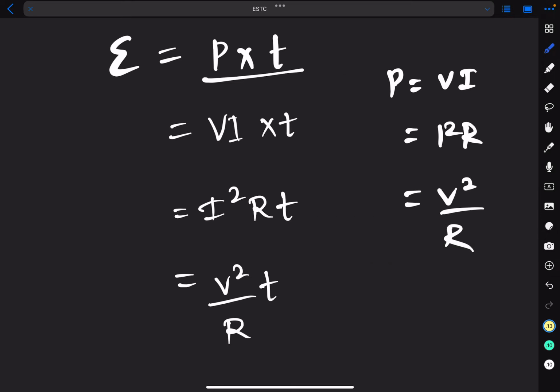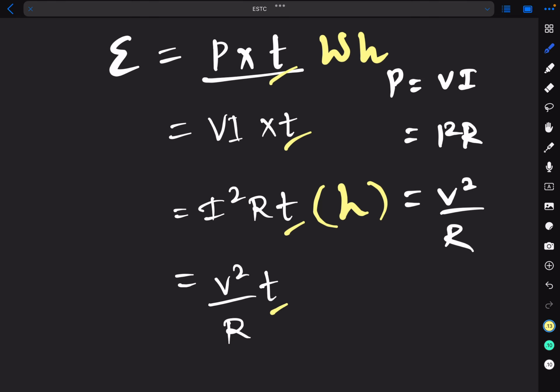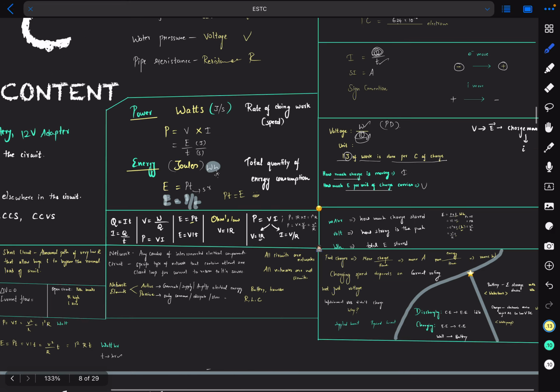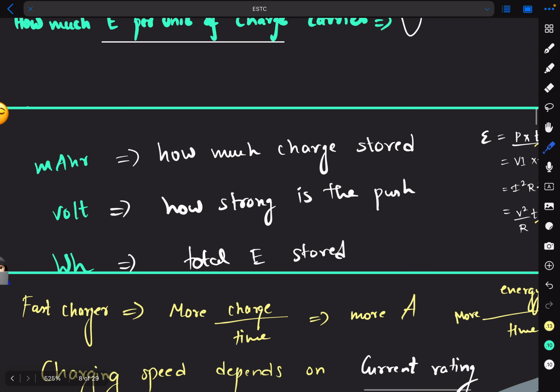Okay. And one more thing, very important, the unit is watt hour. Every time, the time here should be in hours. Until and unless the question specifies seconds, just go for hours. Alright? That's great. Now let's move on to the units.